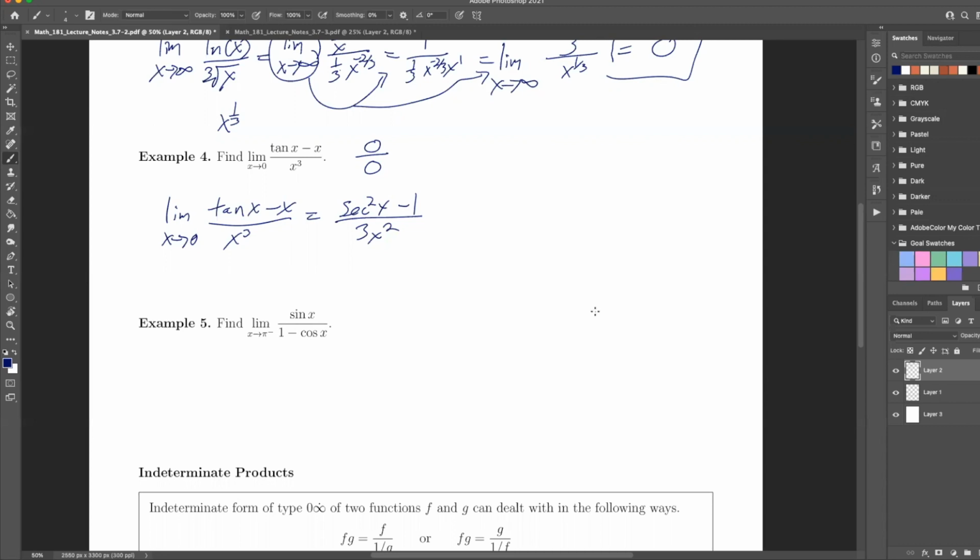Okay, so what do we have here? So we have secant squared x over this. So what's secant squared?